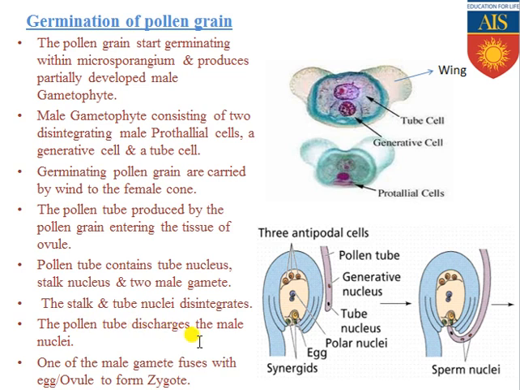The pollen tube discharges the two male gametes within the embryo sac of the ovule, as you can see in the figure. It happens like that in angiosperms too. One male gamete fuses with the egg to form the zygote, and the other male gamete, as usual, fuses with the polar nuclei to form the endosperm. So this is overall the germination process of the pollen grain.